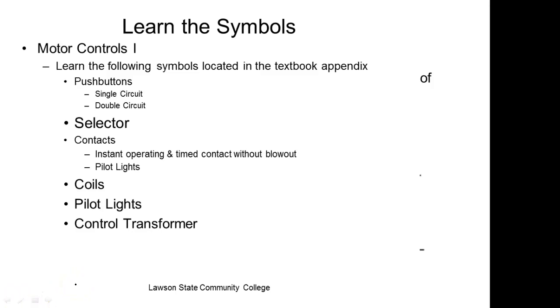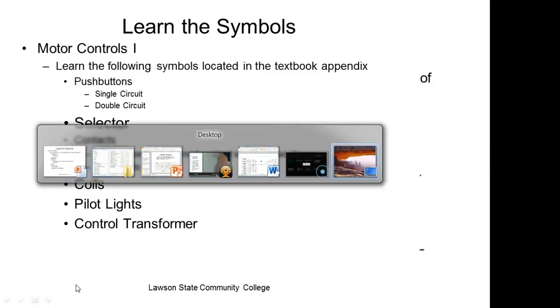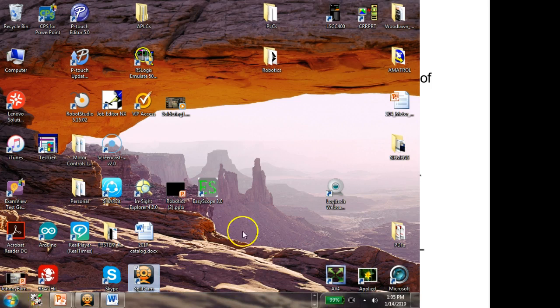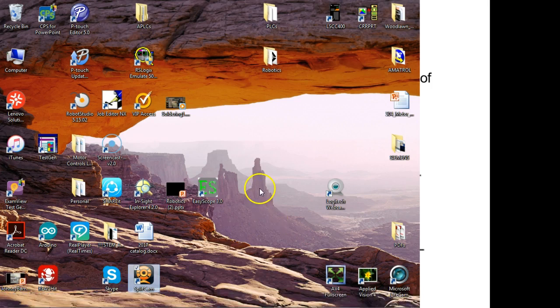Symbols are in chapter 2 in the book. But in the back, there's an appendix, and they've got all types of symbols there. So basically, the book adds on and adds on to the symbols we already know. Understand that?